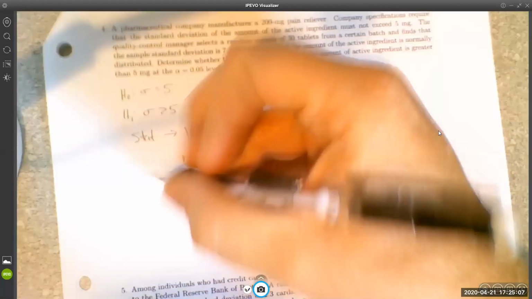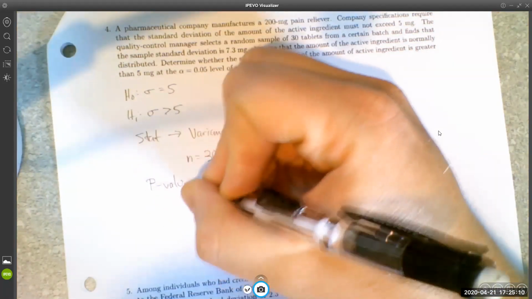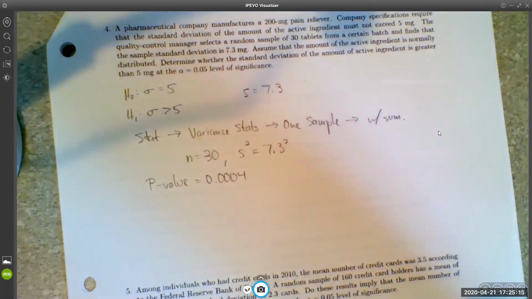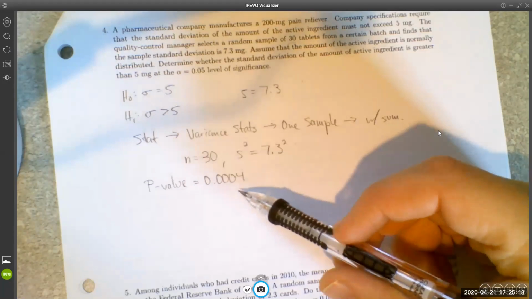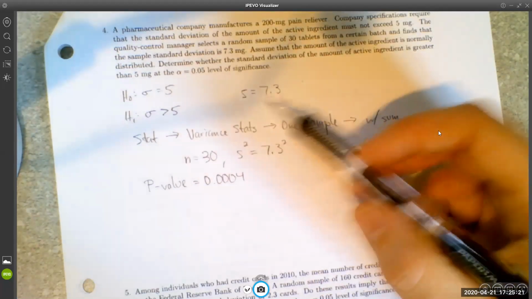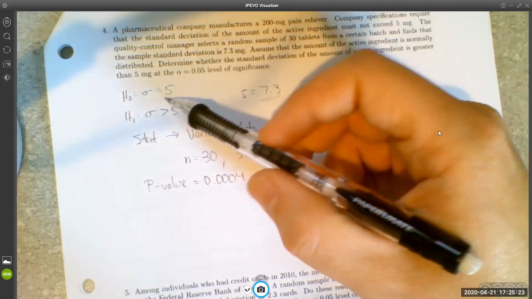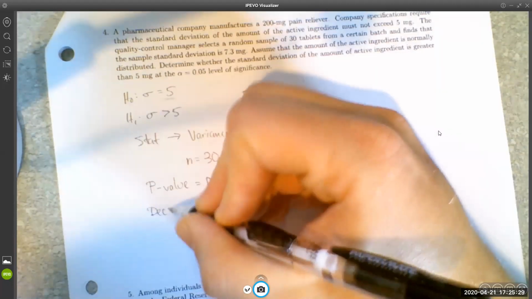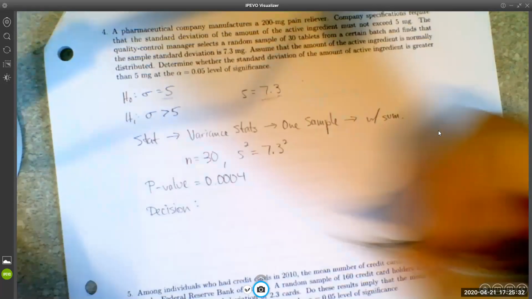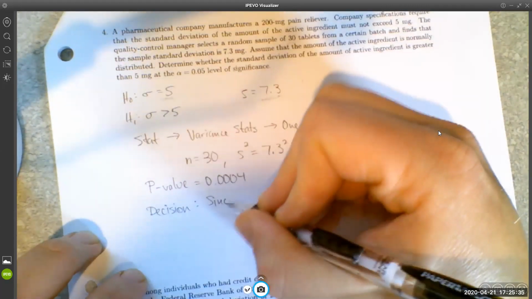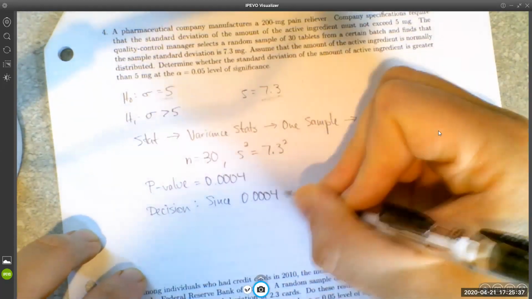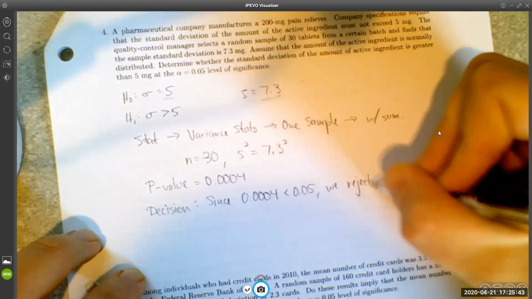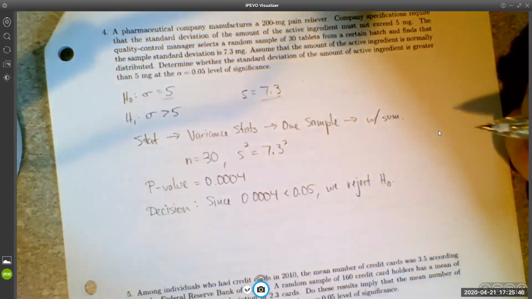Okay, so our p-value equals 0.0004. In other words, there's less than a 1% chance. There's like a 0.04% chance that we would get this sample standard deviation if in fact the true population standard deviation were 5. So that means we're going to be rejecting the null hypothesis for sure, right? Since 0.0004 is less than 0.05, we reject the null hypothesis.